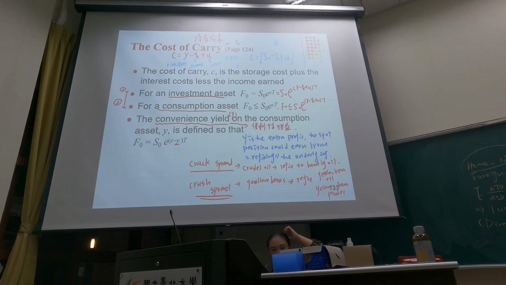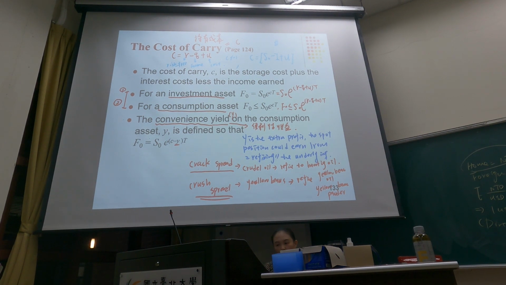Okay? So these two typical examples basically tell you that if you are having some spot position, especially for a consumption asset, you are able to refine your original raw ingredient into more valuable products. But yellow bean futures you cannot, right? It's just a futures, okay? So it will further bring down the price of your futures or forward contracts. Are we okay with that? Yeah? Okay. This is what we call convenience yield.